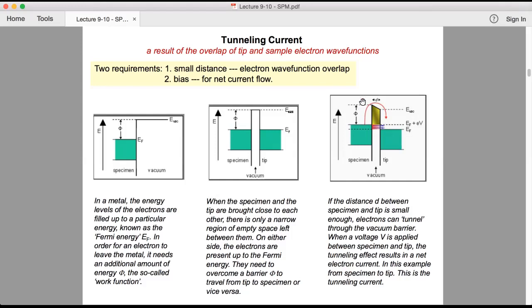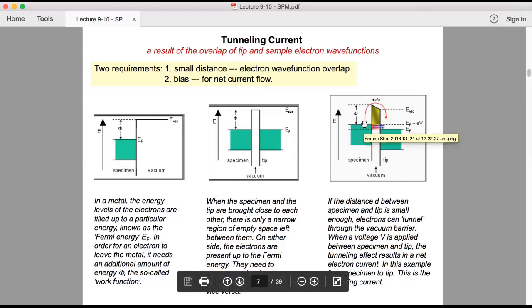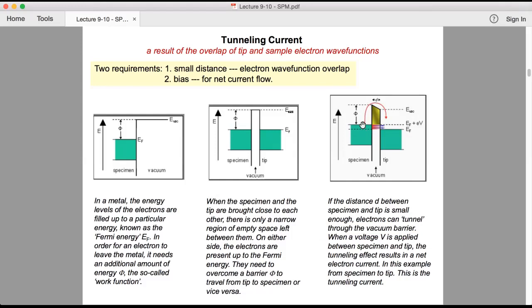So to do that, first you need to supply some positive potential to the tip, so that you can lower the Fermi level of the tip. By lowering the Fermi energy, a space is created where the electron can go and occupy. So you create a space for the incoming electrons to come and stay. But if the distance between the specimen and the tip is small enough, electrons don't need the work function, which is a very high energy requirement. They can simply tunnel through this barrier and occupy the space created by biasing the tip.